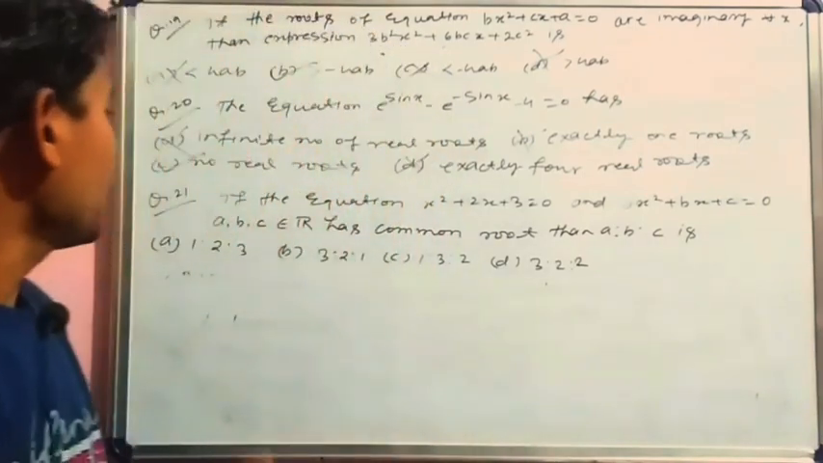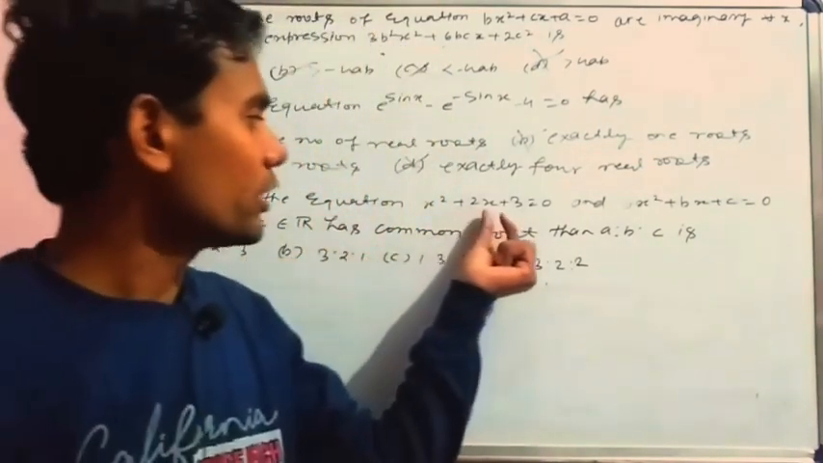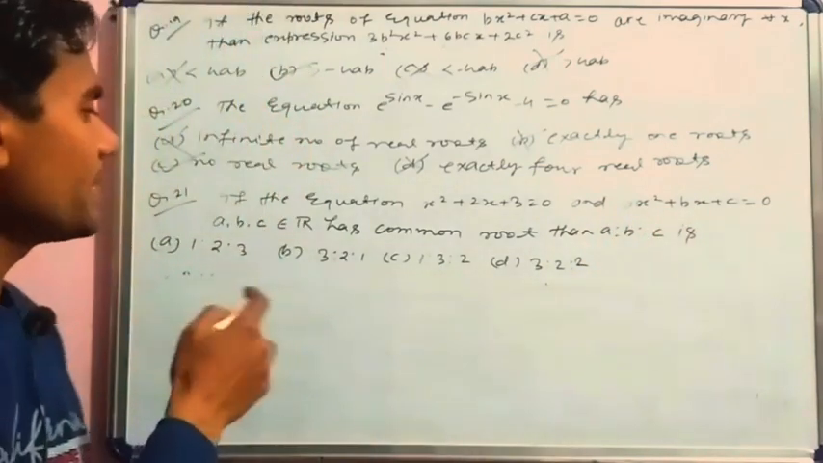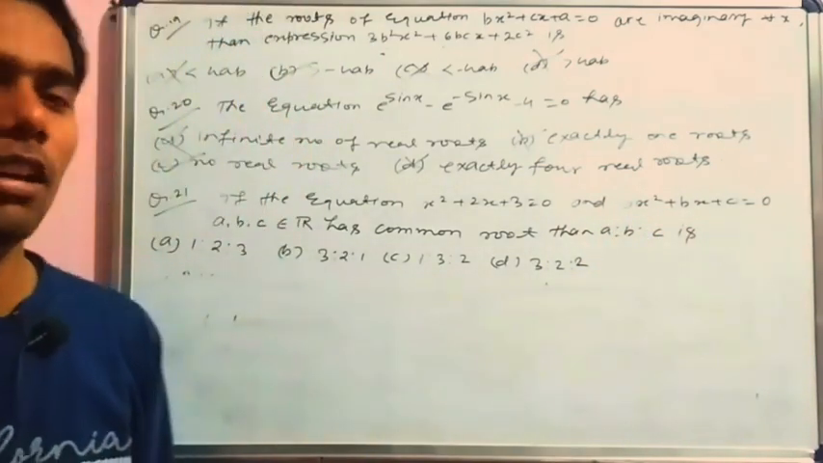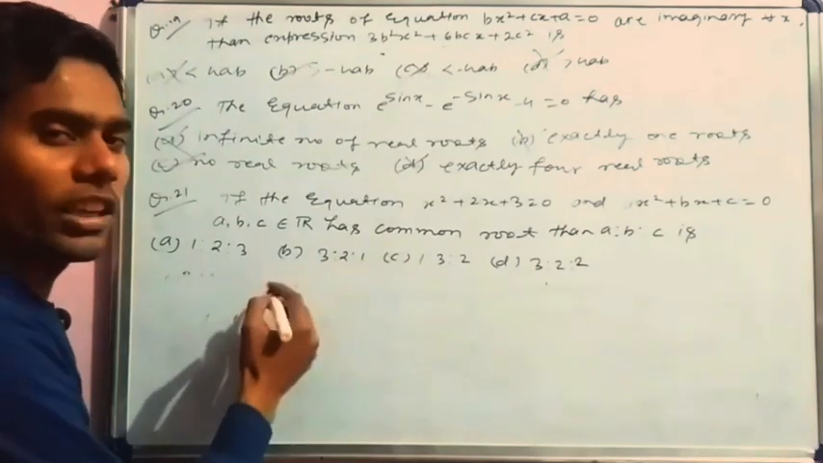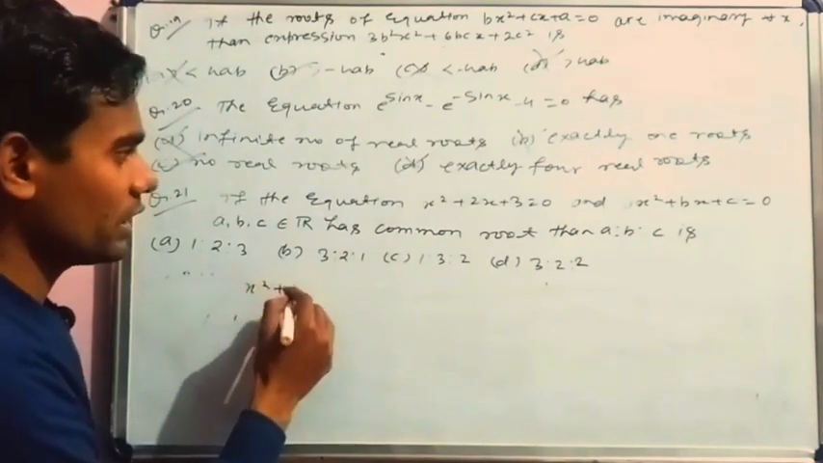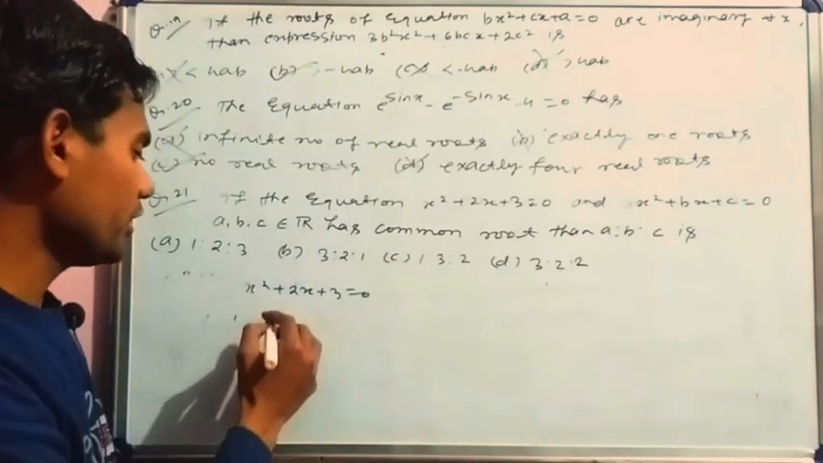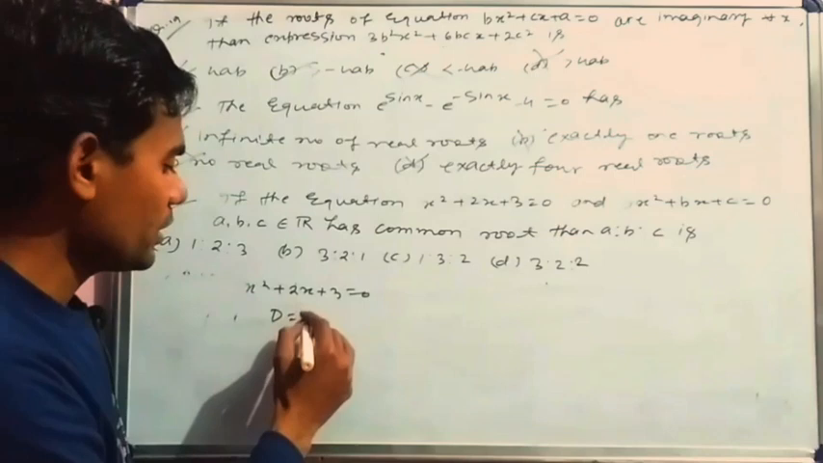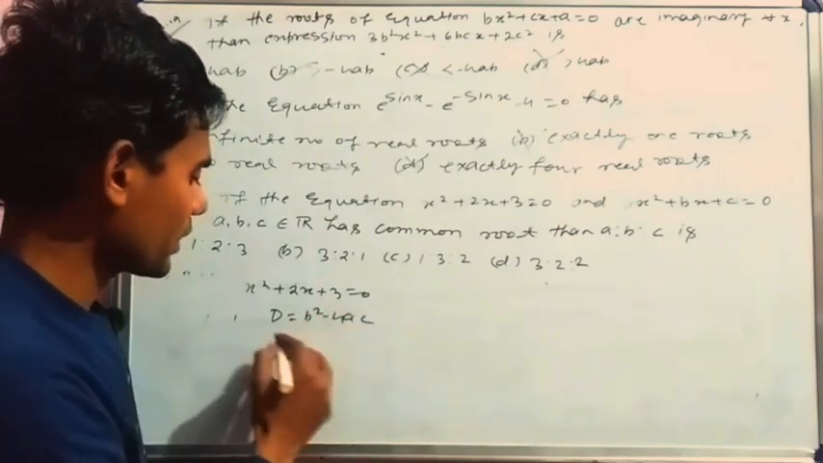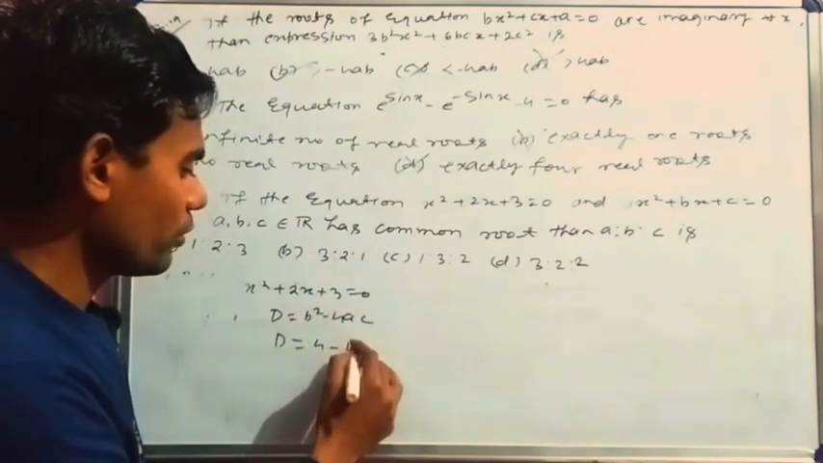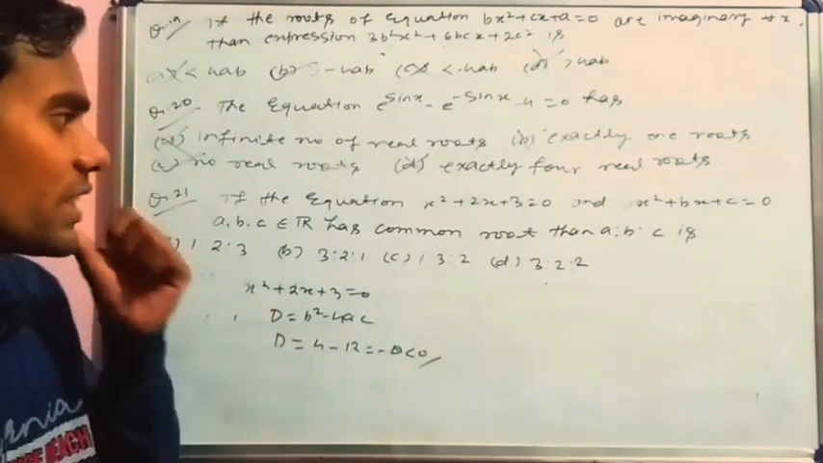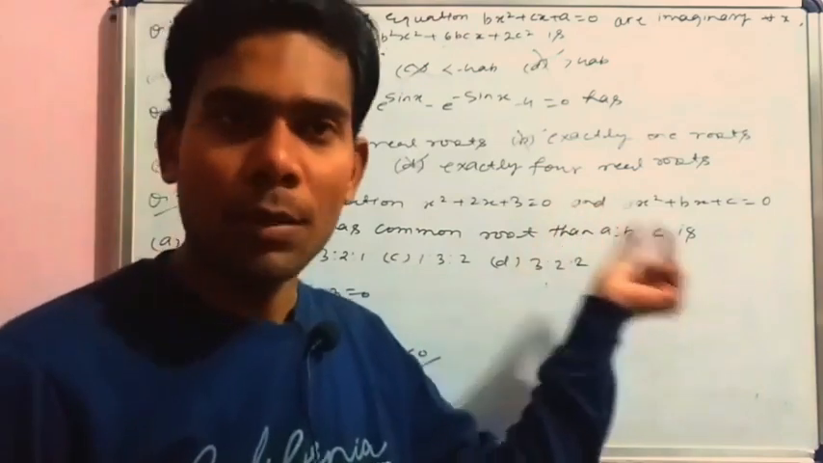Question number 21: if the equation x square plus 2x plus 3 is equal to 0 and x square plus bx plus c is equal to 0, where a, b, c belong to real numbers, have common roots, then for this quadratic equation x square plus 2x plus 3 is equal to 0, first we find out the discriminant, b square minus 4ac. D is equal to 4 minus 12 is equal to minus 8, which is less than 0. If D is less than 0, it means this quadratic equation has imaginary roots.